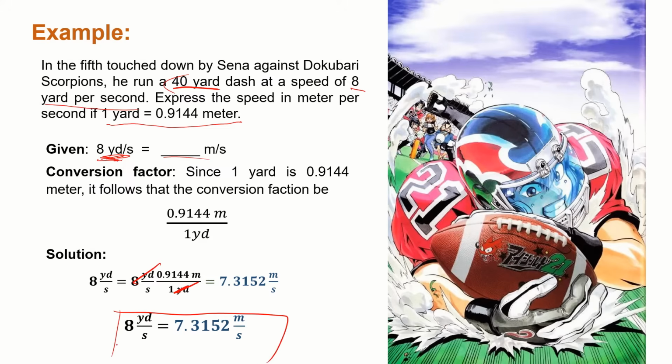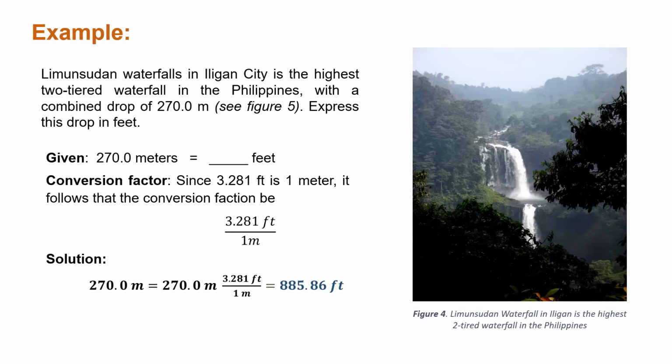So if we need to express this in correct sig fig, then 8 yard per second is equal to 7 meter per second. So using correct significant figures.